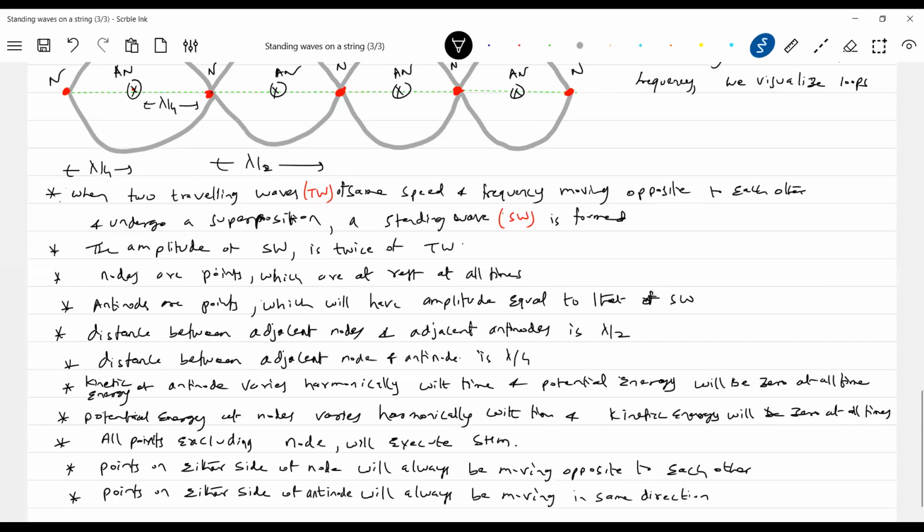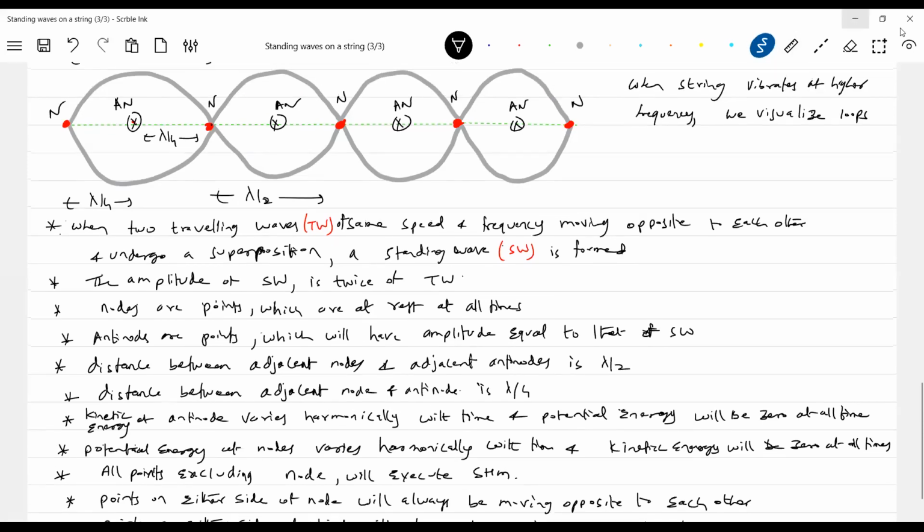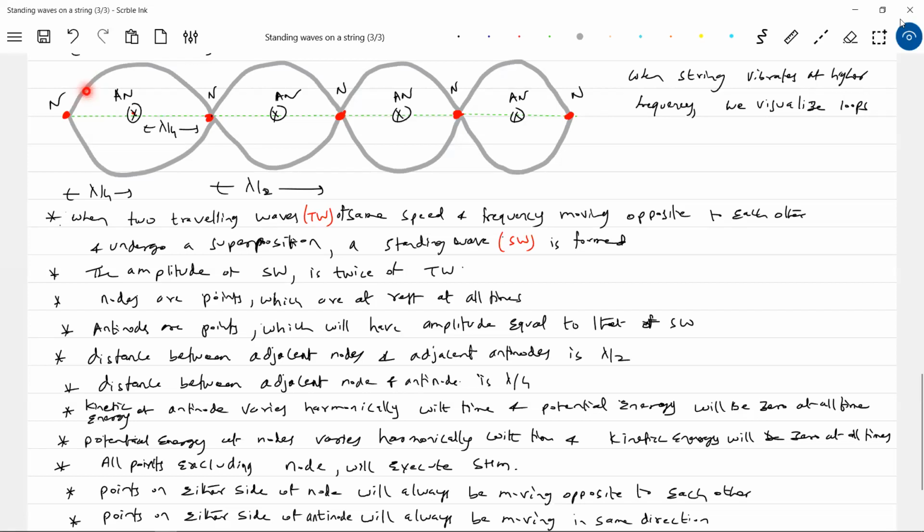Can you say anything about the phase difference between these points? Let me ask in a simplified way. What is the phase difference between these points? 0. What is the phase difference between these 2 points? Pi radian. In a standing wave we have only 2 phases. Either the phase difference between particles will be 0 or pi radian. You don't get any other value. The phase difference between points on a string where a standing wave is set up will be either 0 or pi. These points will have pi radian, and these points will have 0 phase difference. Not like a traveling wave, where you get plenty of values. There are only 2 specific values, 0 and pi radian.